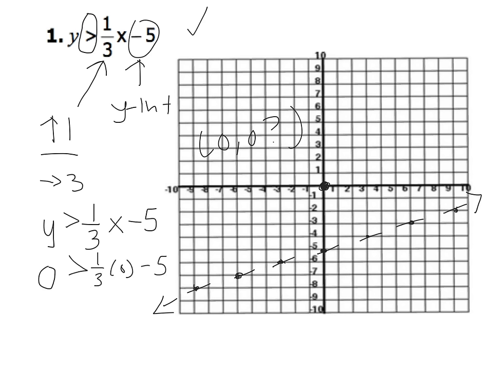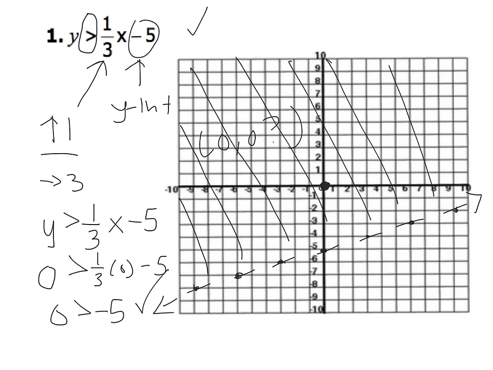Let's see if that's true. Is 0 greater than -5? And that's going to be yes. That tells me that 0, 0 is a solution. Therefore, anything on this side of the line must be a solution to the inequality.